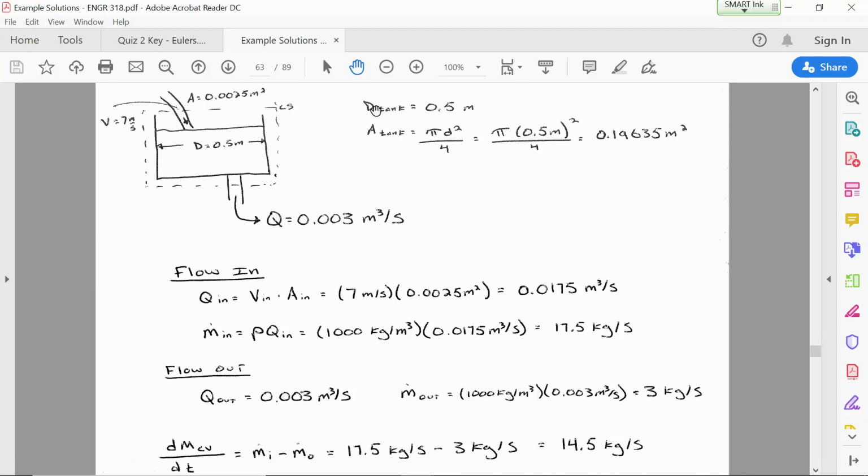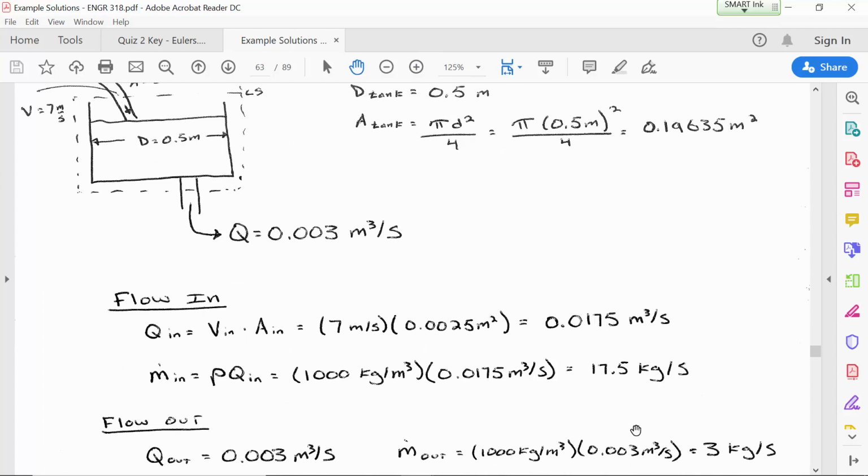Okay, if we know the diameter of the tank, we can find the cross-sectional area, meaning the area of the top of the water in that circular tank. But that's not the area we use when we find the flow rate in. The flow rate in is going to be applied to that smaller area of the jet. If we know the Q in and the fact that this is water, we can find the mass flow rate in is 17.5 kilograms per second.